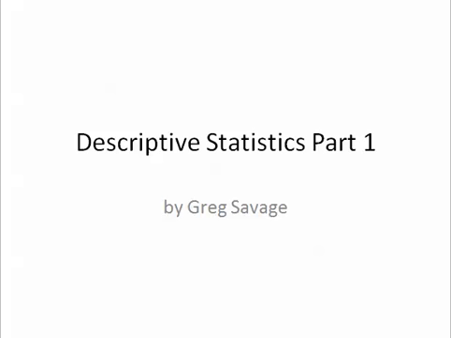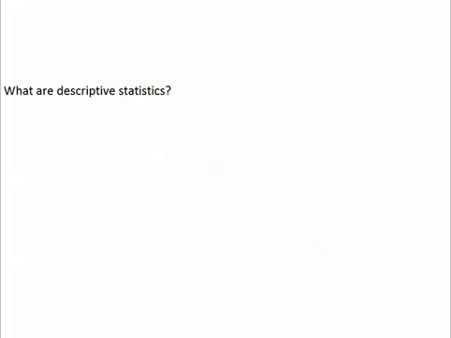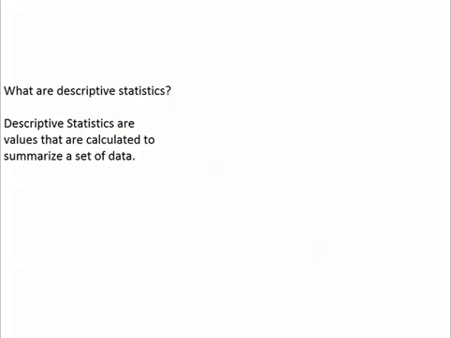Just like how the make, model, and year of a car summarize the car, there are values that can be calculated to summarize a set of data, and those values are called descriptive statistics. So descriptive statistics are values that are calculated to summarize a set of data, and there are three major types of descriptive statistics that we'll talk about.